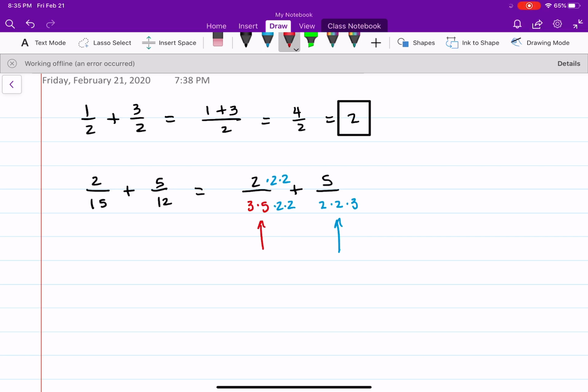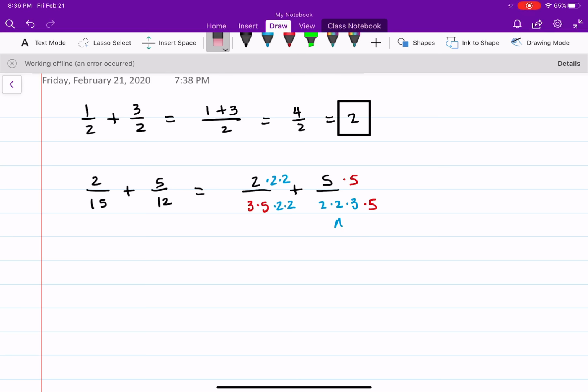Now, the blue sister is going to ask herself the same question. What does the red sister have that I don't have? I have 2 2s, she has 2 2s. I have a 3, and she already has a 3. But the part that I'm missing that she has is a 5. So I'll do that. All right.